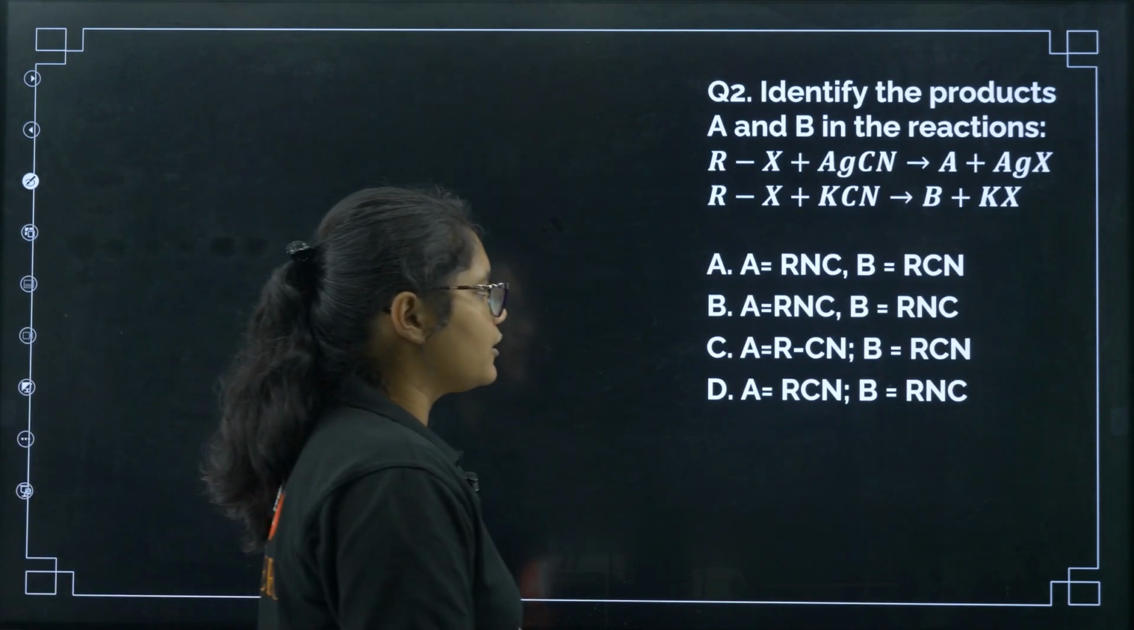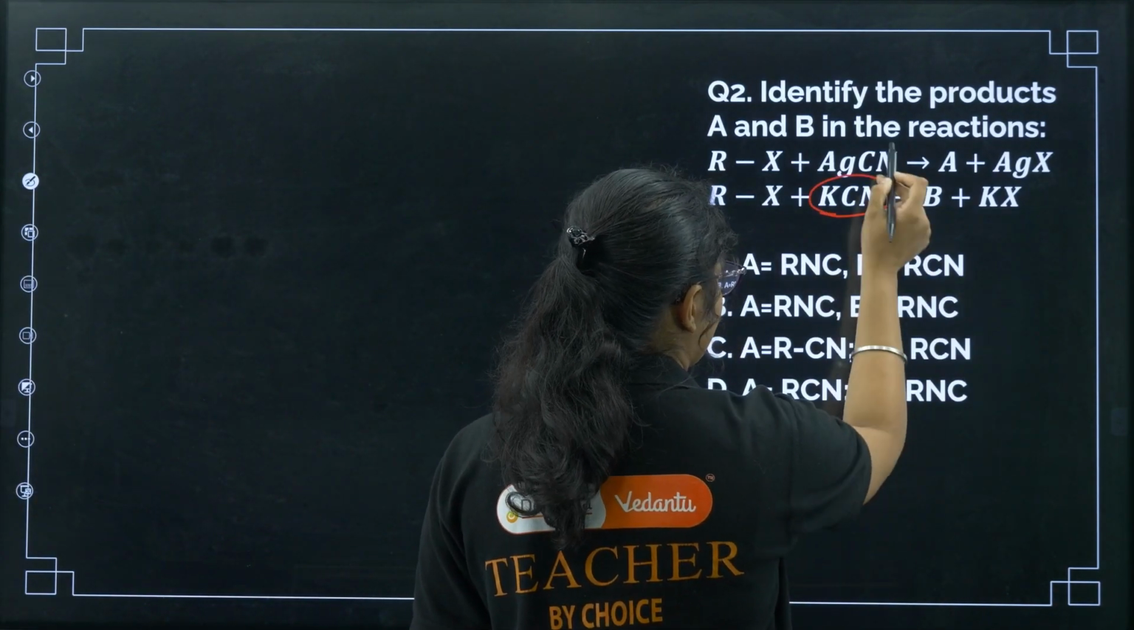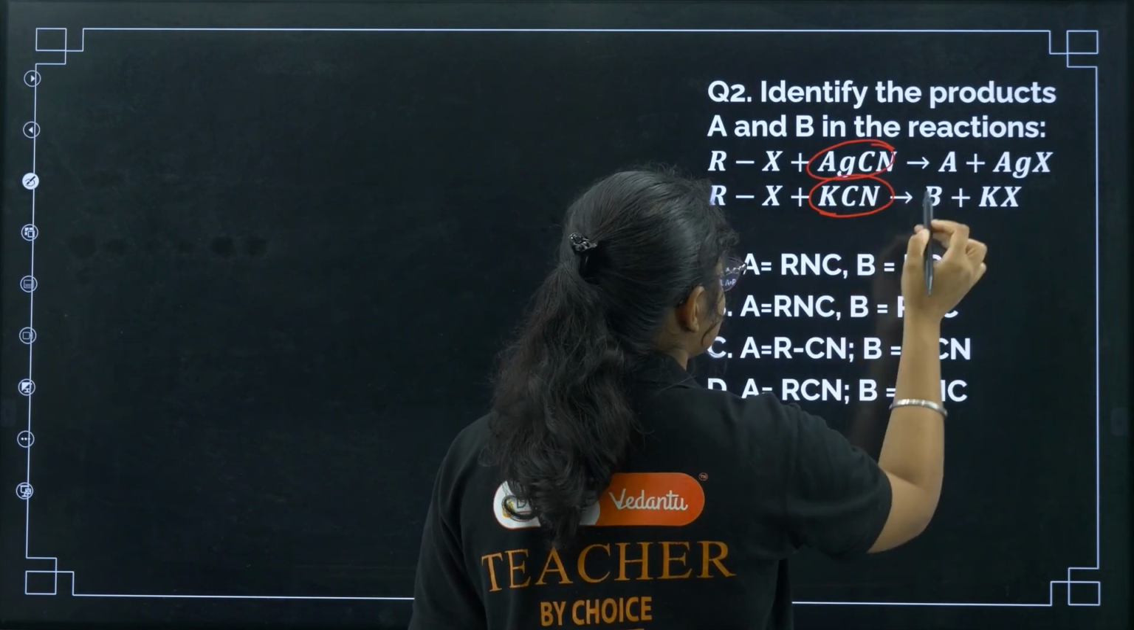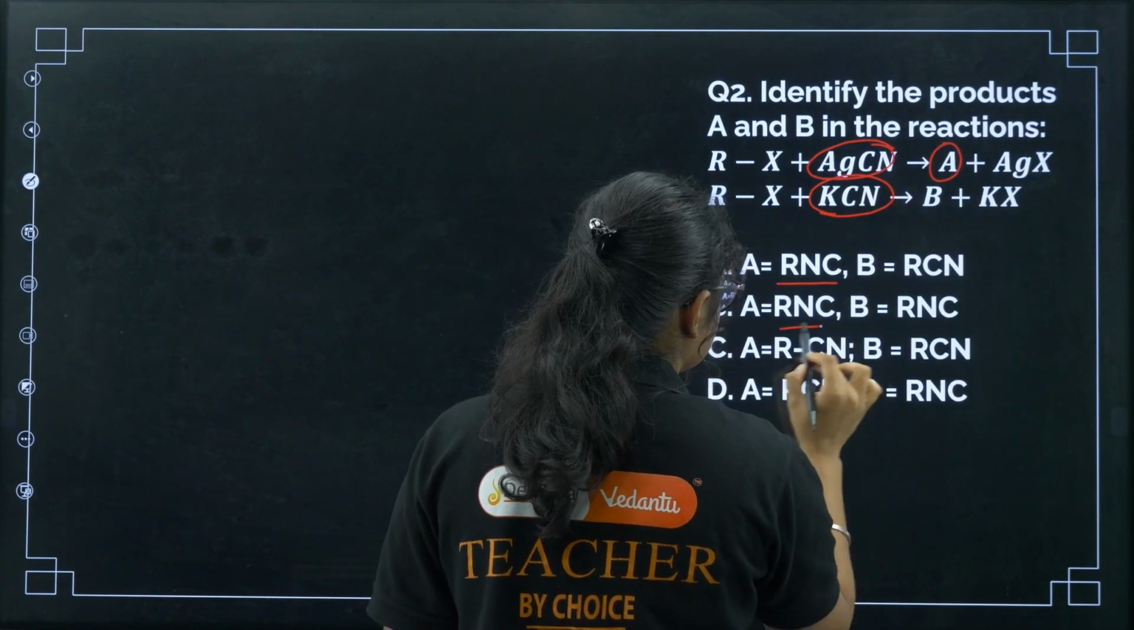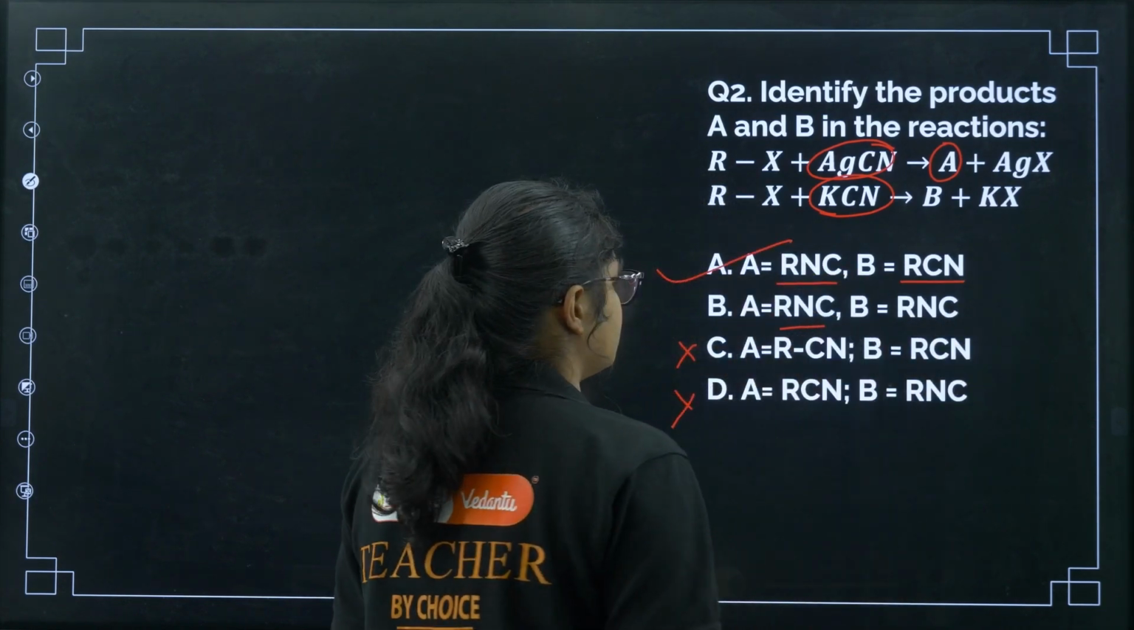Next, identify the products A and B in the reaction. Very simple, you know, KCN adds CN and AgCN adds NC, that is isocyanide. So A will be RNC, we can eliminate these two, and B will be RCN, so option A.